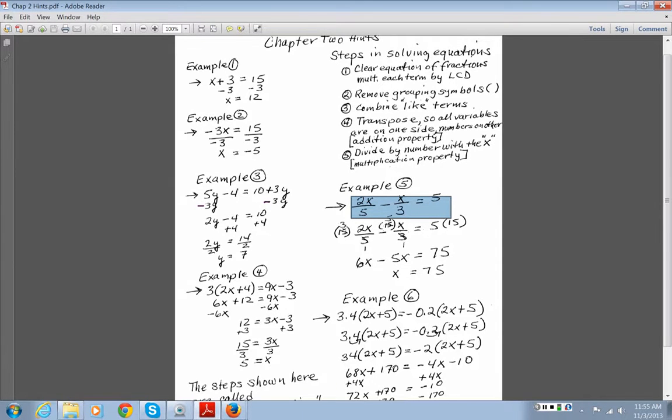So now I'm going to distribute. 3 times 2x gives me 6x. And notice our negative sign here. Negative 5 times x is negative 5x. And then 5 times 15 is 75. Well, I combine like terms. X equals 75.